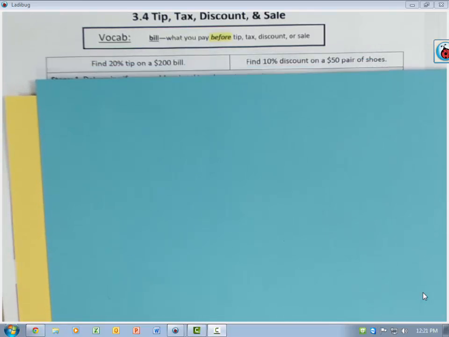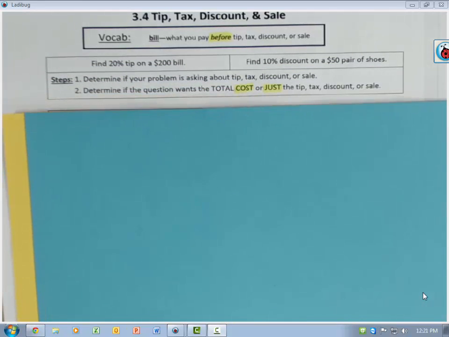So, for instance, here are two separate examples. Find 20% tip on a $200 bill and find 10% discount on a $50 pair of shoes. Those are going to be important for later, but don't worry about them right now. But your step one when you're trying to figure out something is to look at your problem and determine if your problem is asking about tip, tax, discount, or sale. What is it wanting you to find? That's your step one.